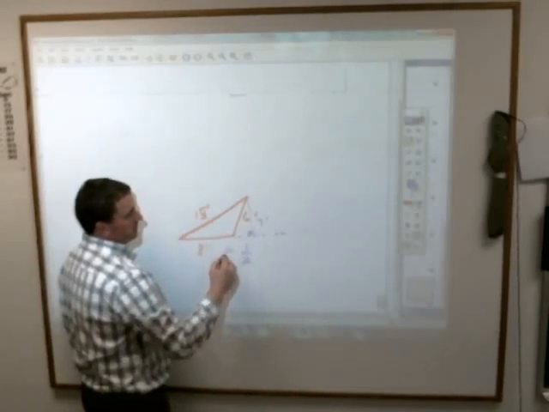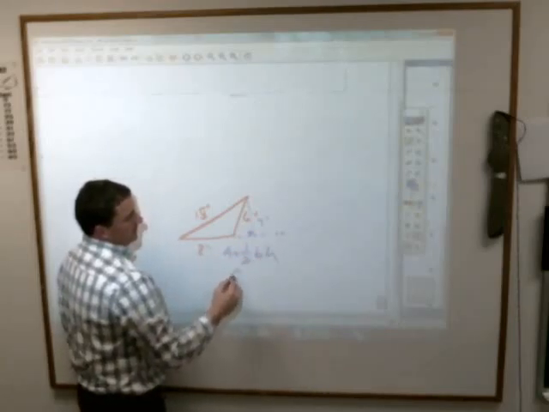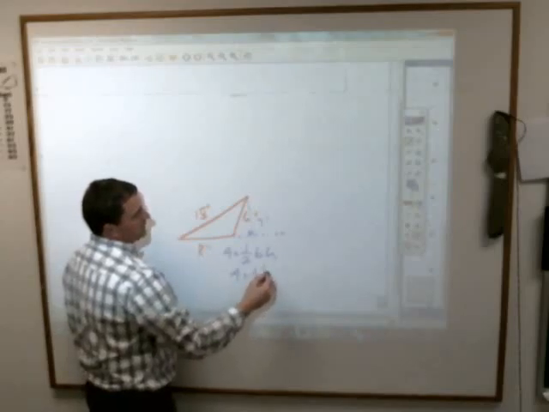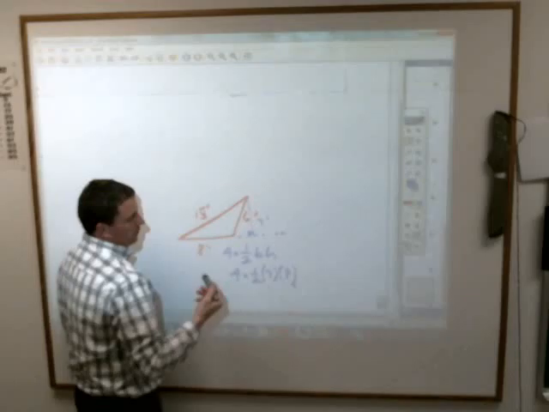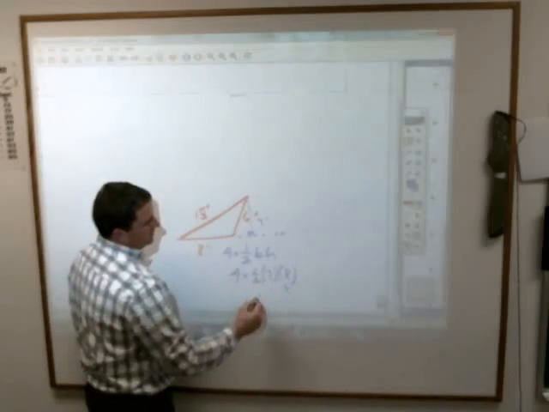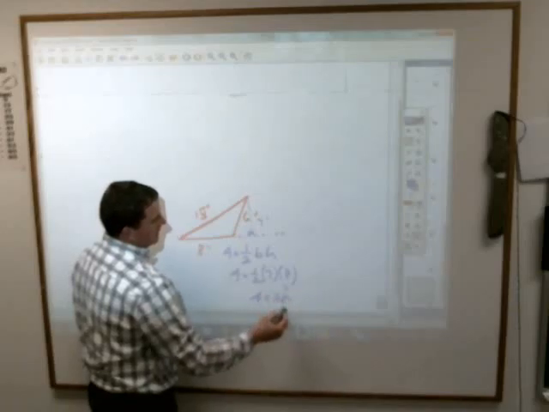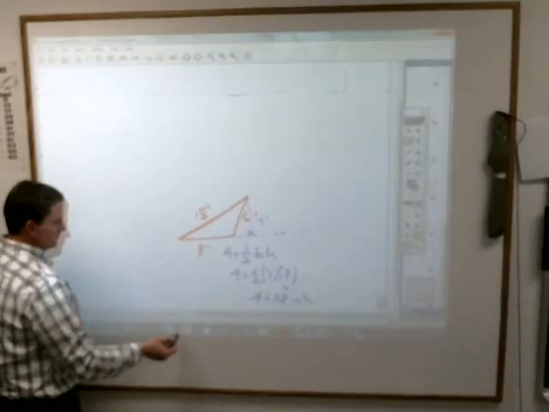So it's going to be area equals 1/2 of base times height. Area equals 1/2 of 7 times 8. Again, it doesn't matter the order you do multiplication, so I can take half of 8 and get 4, and 4 times 7 is 28 inches squared. Congratulations.